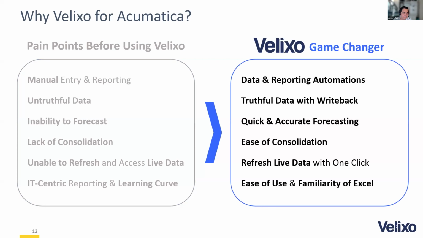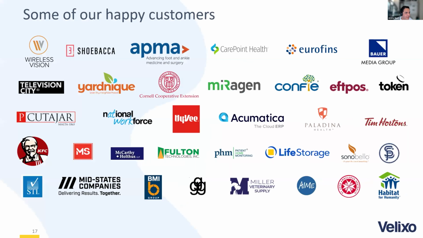Again, the game changers, I think we've already covered those. So these are some of our customers. We have about 2,000 now. You'll notice that Acumatica is one of them. Just so you know, in terms of patches, fixes, and new versions, we are always up to date with Acumatica. We're completely industry agnostic.